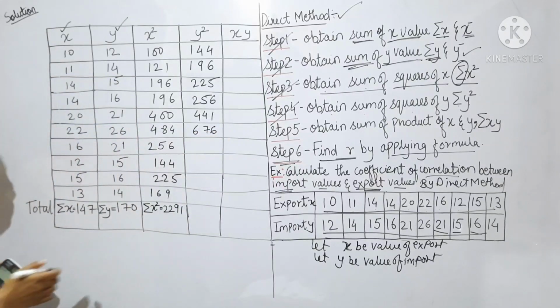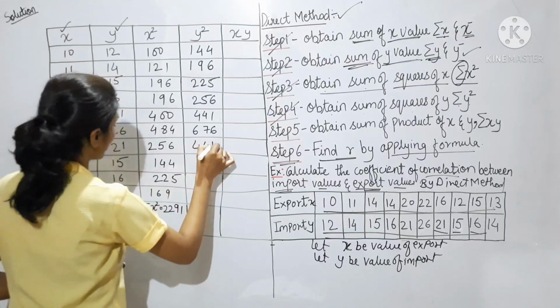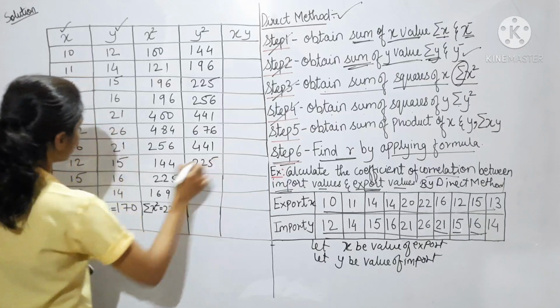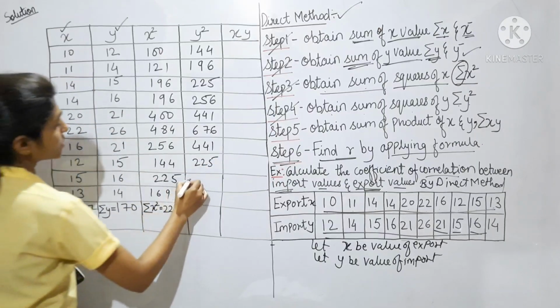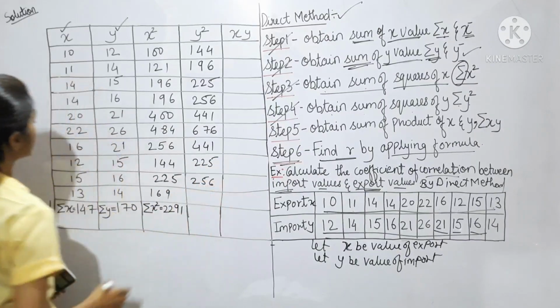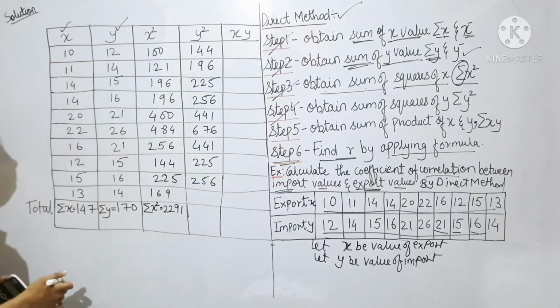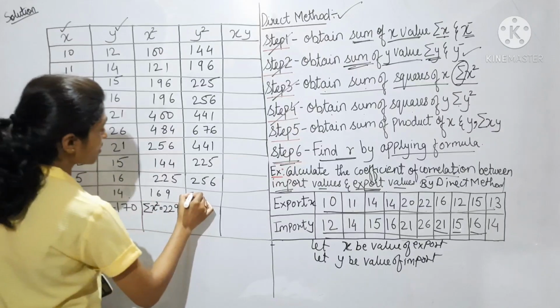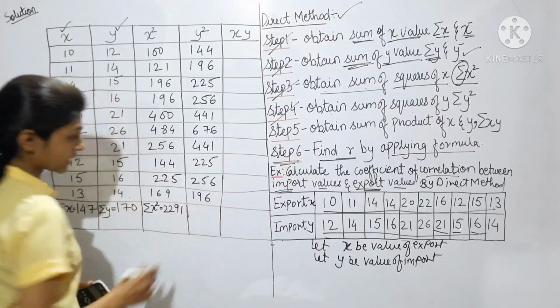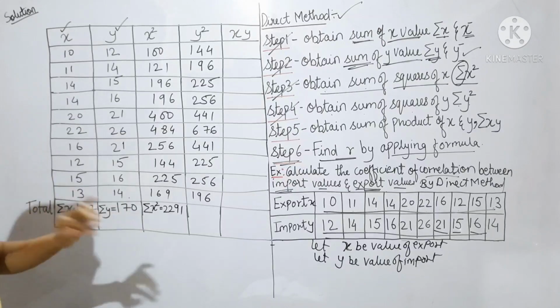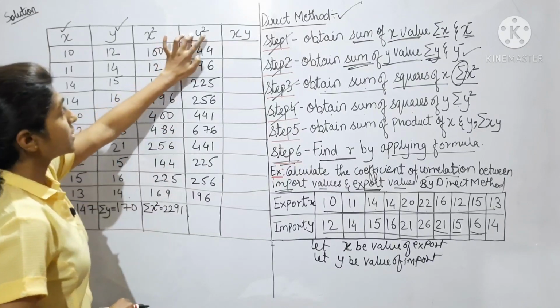Square of 21, 441. Square of 15, 225. Square of 16, 256, and square of 14, 196. Okay, so now I have got all the values of y square.